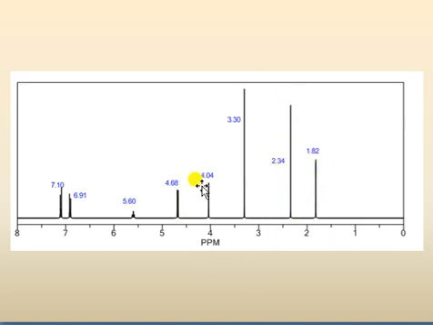And this is another CH3, this is another CH2. Now you can see at 4 it is a singlet, and at 4.68 it is a doublet, which means both are OCH2 now. And how is it possible that both are OCH2?